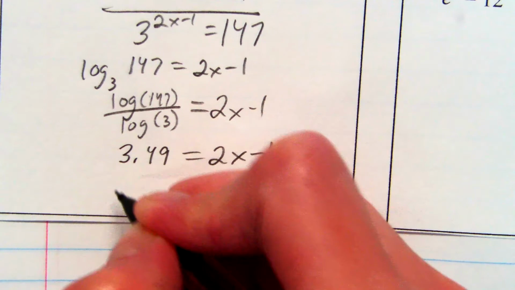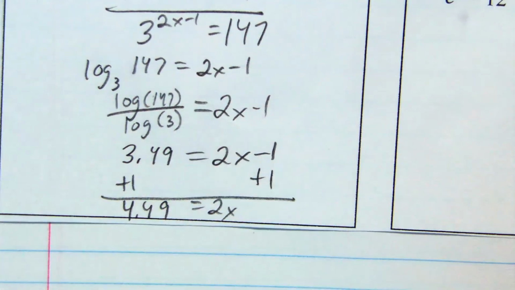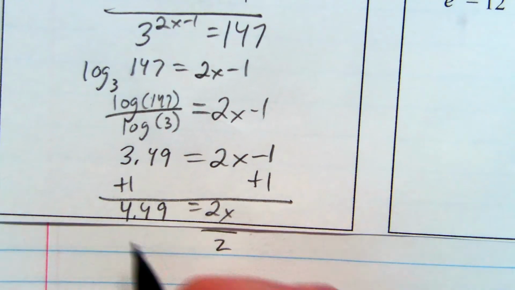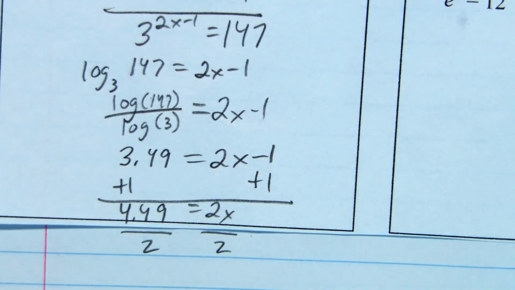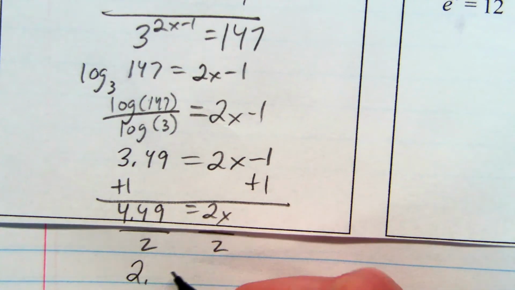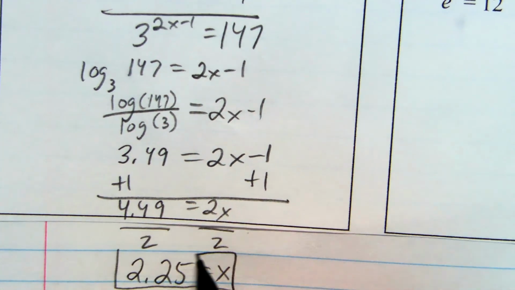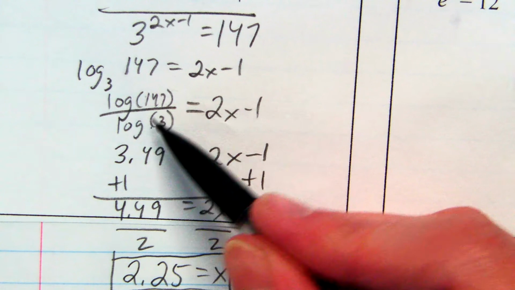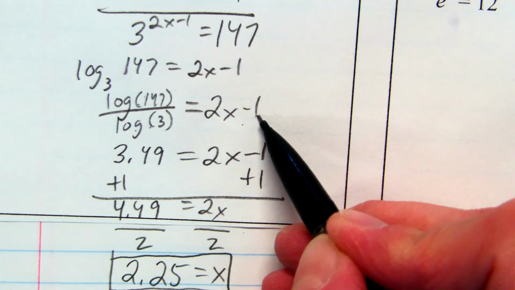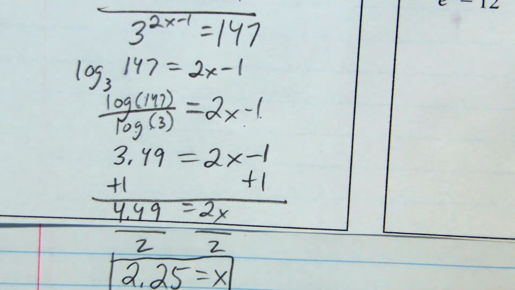So you add 1, you get 4.49 equals 2x. Divide by 2. 4.49 divided by 2 is 2.245. So it comes out about 2.25. I'll keep a couple decimal places here. If you're worried about rounding error, you could leave this as the log and put that into your calculator and then just push +1, enter, divide by 2, enter, and then round off on the last step. That's probably the best way to do that.